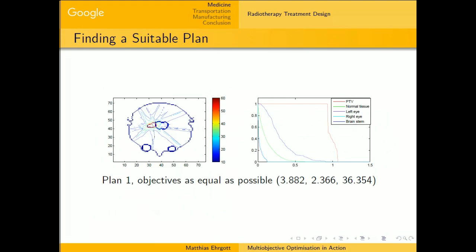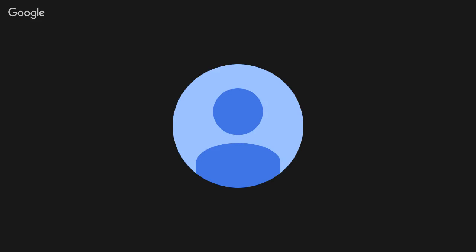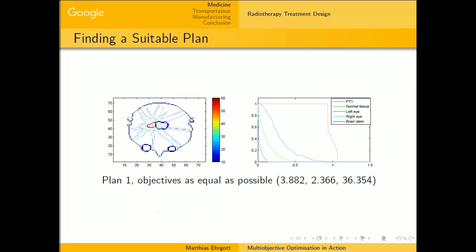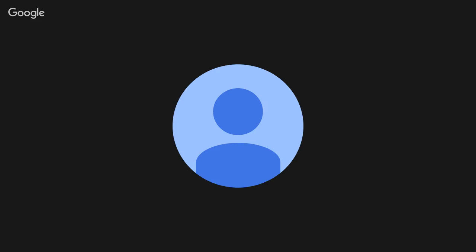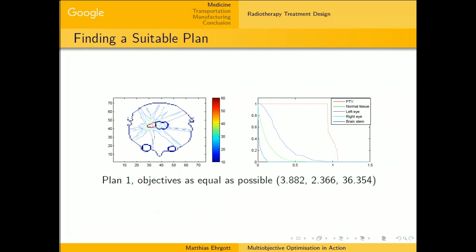So we've done this. In the first instance, the system generates a plan where all of the objectives are as equal as possible. The reason for that is we don't know anything about the preferences, so we say, well, let's look for a plan where the deviation from the tumor goal and the other goal is pretty much the same. It's this one. Remember that these numbers mean the deviation from the upper bounds and from the lower bounds. The 36 seems high, but that's because we've set the goal for the normal tissue to 0. We don't want to irradiate it at all.